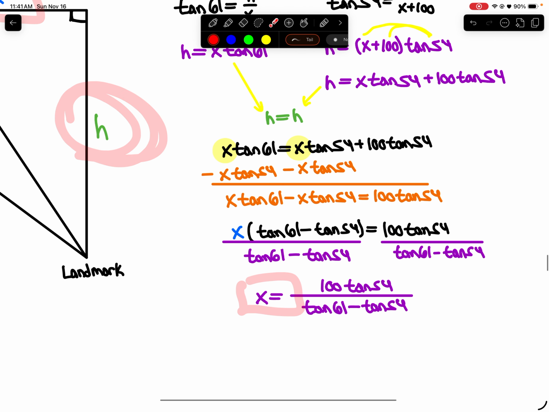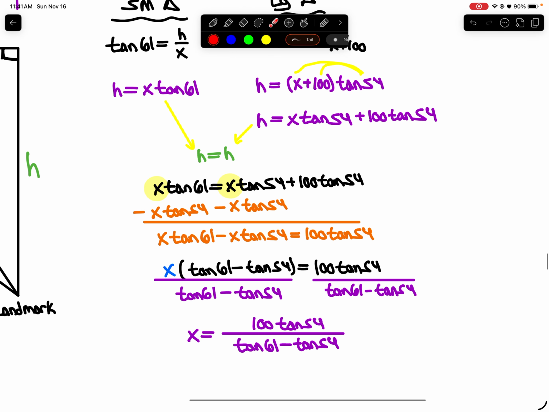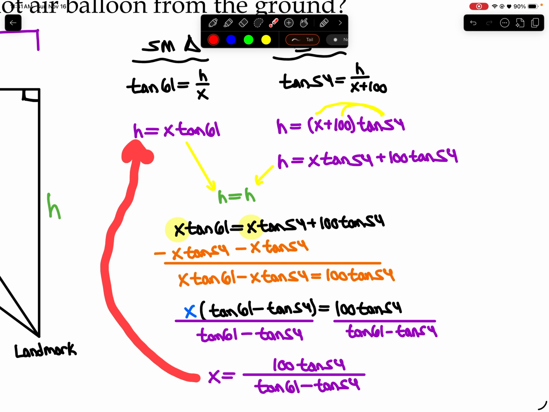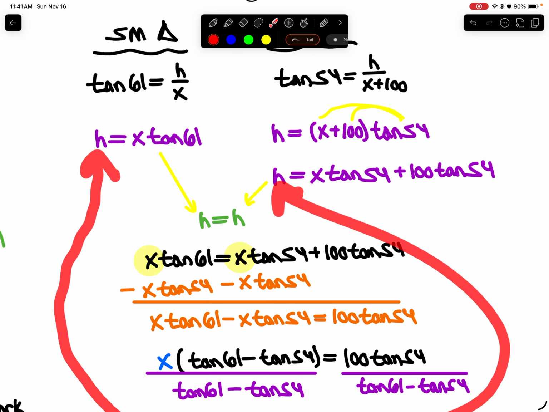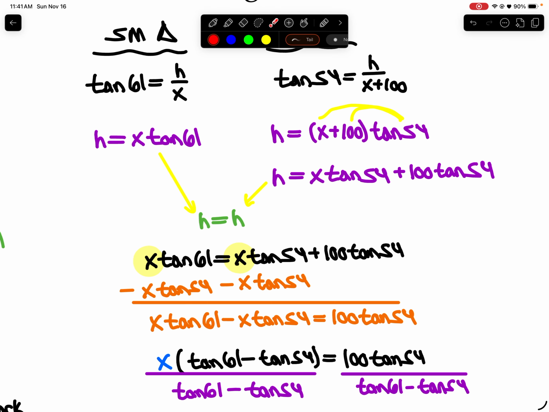So what I'm going to do is, if I know my x value is equal to this monstrosity, just like systems, when you get one value, then you're going to plug it into one of your original equations, and you can solve for the height. Now, we have two equations that we could work with. We have the small triangle, or we have the large triangle. My advice is work with the one that has the fewer terms and that's easier to work with. So I'm going to reference h is equal to x times tangent 61.